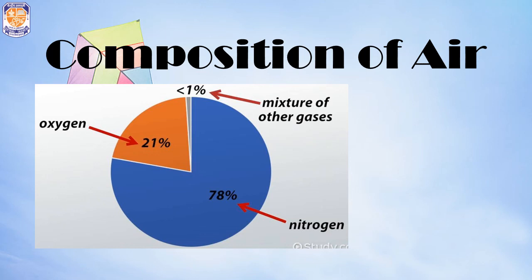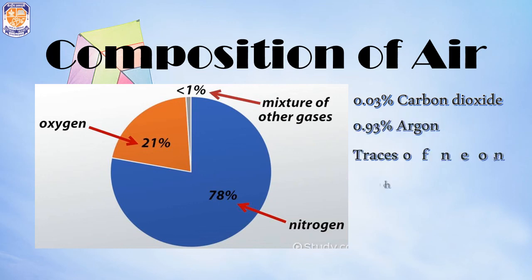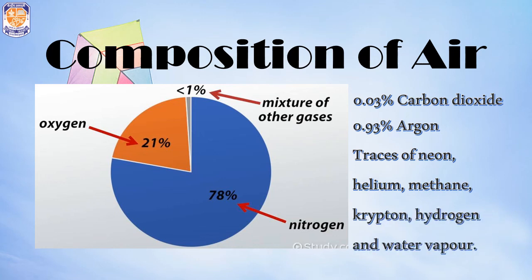Now what are these other gases? It has 0.03% of carbon dioxide, approximately 0.93% of argon, and the rest has traces of neon, helium, methane, krypton, hydrogen, and water vapor. It also has traces of dust and smoke in it.